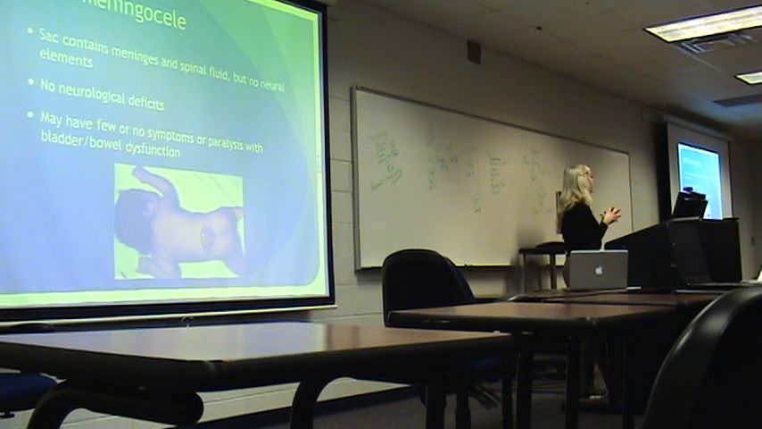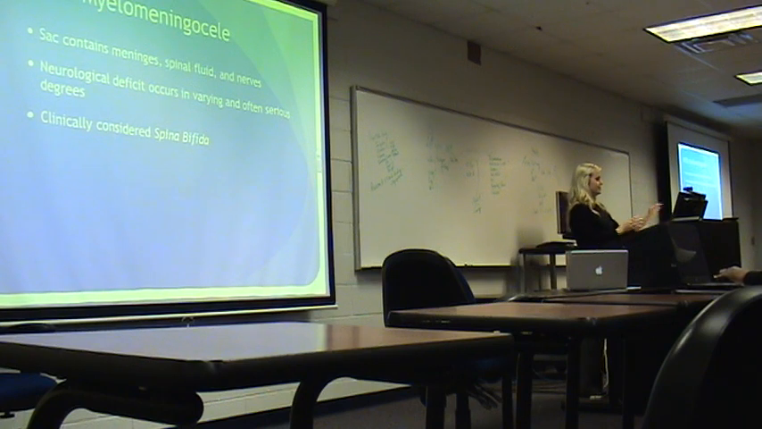Meningocele. The difference between these two is what the sac contains. So with meningocele, it holds meninges and spinal fluid, but there's no neural elements in it, no nerves. And these babies oftentimes won't have any neurological deficits after they have closure surgery. They might not have any neurodeficits. But they might still have that bowel or bladder dysfunction that we talked about a second ago, and they can have some paralysis.